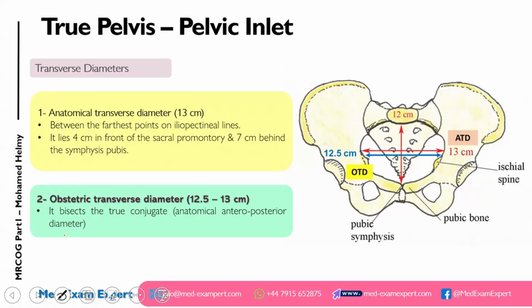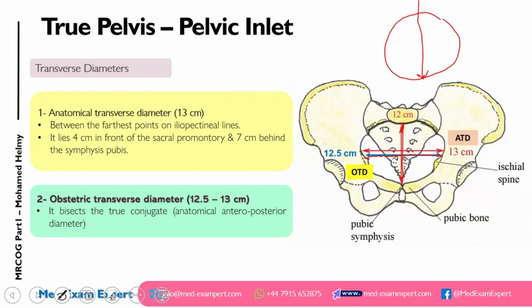If we draw a line from the sacral promontory to the upper border of the symphysis pubis, this anteroposterior diameter is called the true conjugate, or the anatomical anteroposterior diameter. If we bisect this line by a transverse diameter like that, this is called the obstetric transverse diameter. Again, if we draw a circle like that, we have a line from this posterior end to this anterior end, which we call the true conjugate.